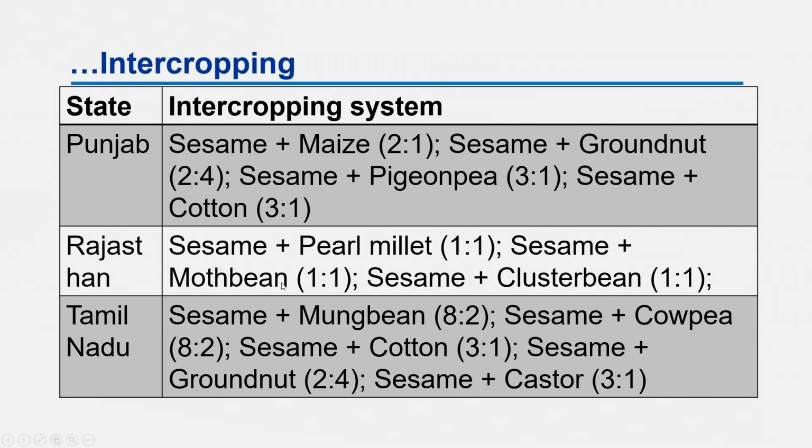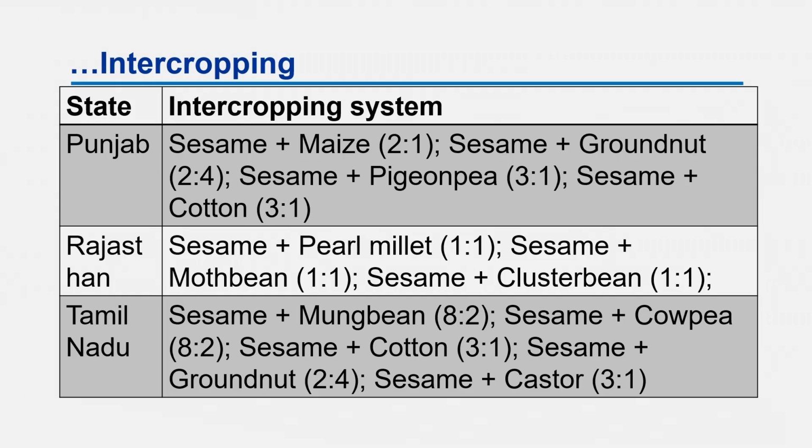So for example, for Rajasthan, sesame plus pearl millet 1:1, sesame plus moth bean 1:1, sesame plus cluster bean 1:1. Now Tamil Nadu, sesame plus mung bean 8:2. That means 8 rows of sesame and 2 rows of mung bean. Then sesame plus cowpea 8:2, sesame plus cotton 3:1, sesame plus groundnut 2:4 and sesame plus castor 3:1. So a number of options are there, and these kinds of intercropping systems are really beneficial, particularly when climatic risks are there.